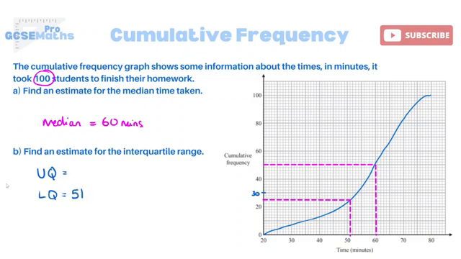And then the upper quartile is 3/4. So we know that 3/4 is 75 or just 3 times 25. So again, be careful of this scale because this here, that's 70, isn't it? So then 75 is halfway further up. Okay, so there and then down.